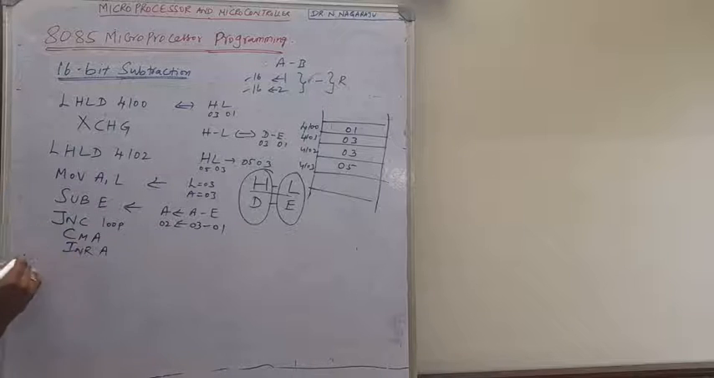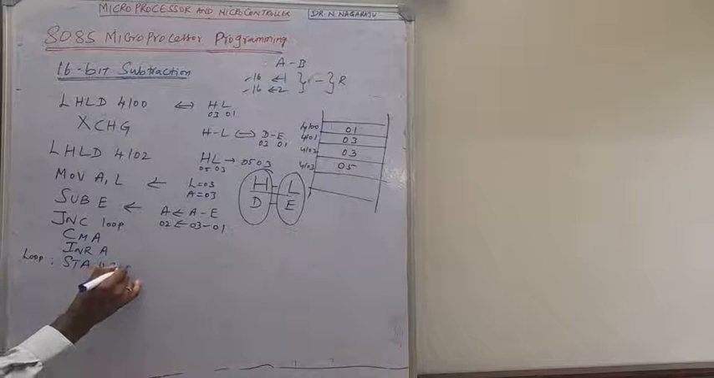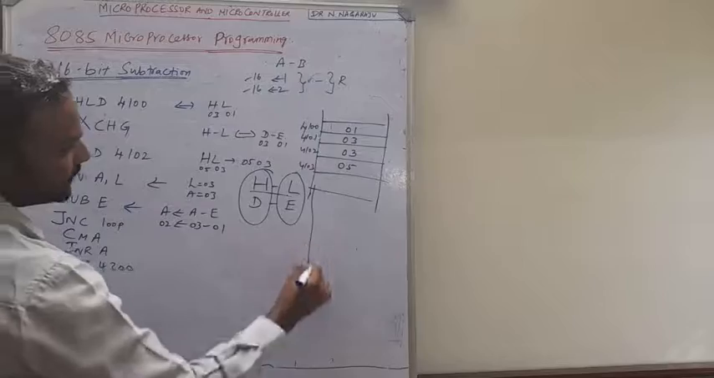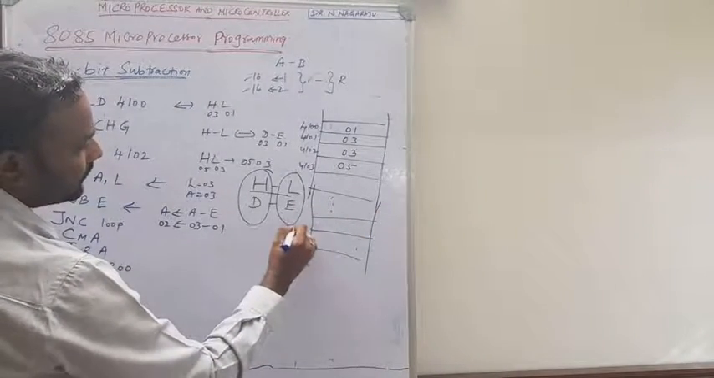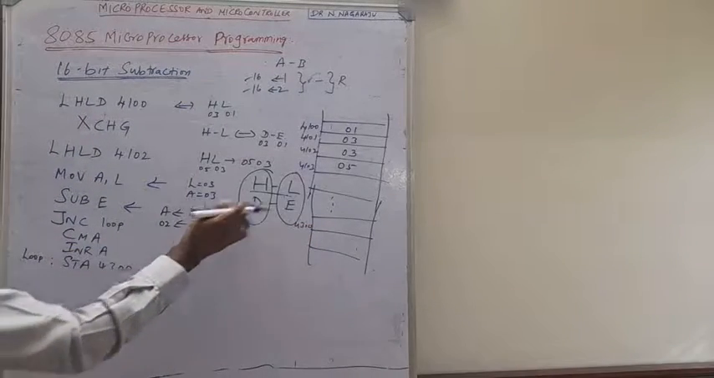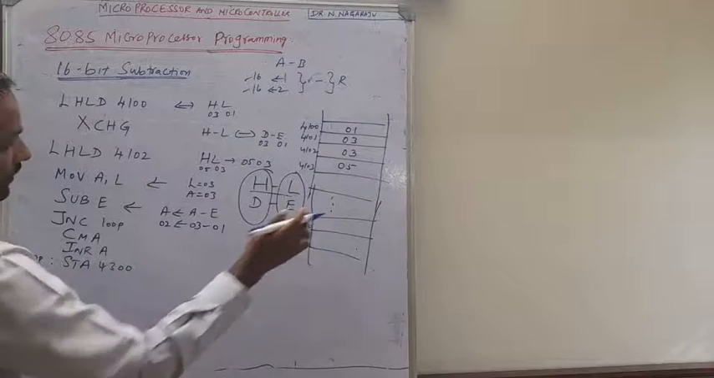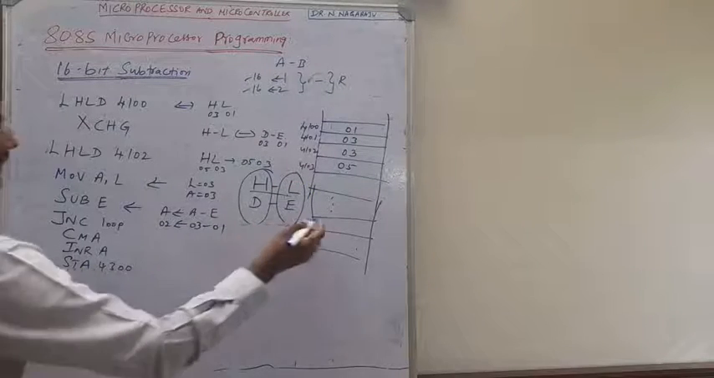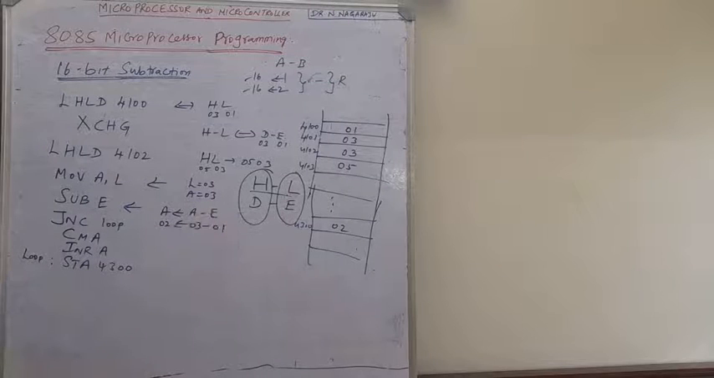If jump no carry, this is the loop here. Then we store with STA 4300. For example, 4300 is available here. So this first data, the lower content subtraction data, is stored into 4300. What is the value? That is 0 2, right? Now this operation is over.